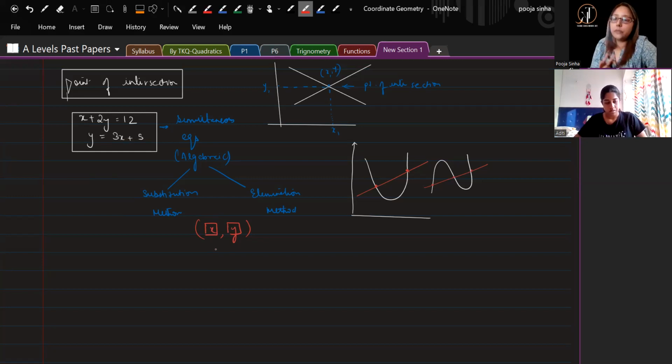Okay. So whether it is a curve given to you or a line, we have to do it in the same way. Okay? Same काम करना है. Abhi I'll do some more questions.